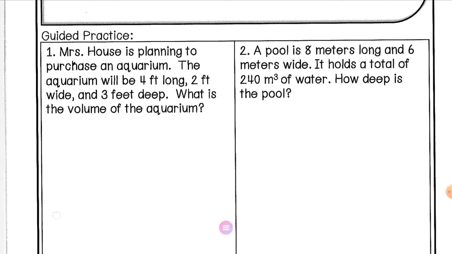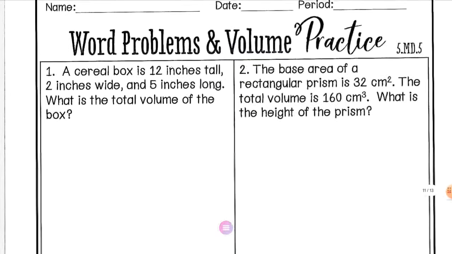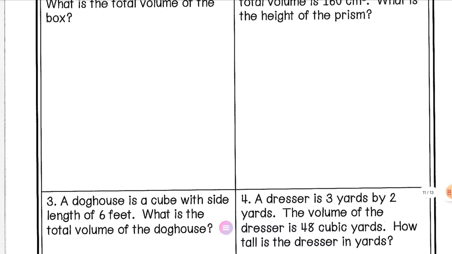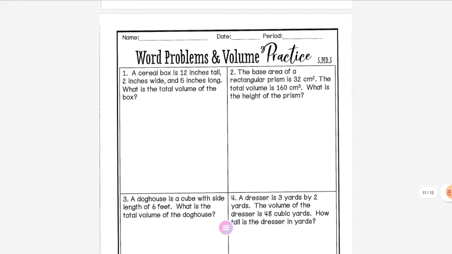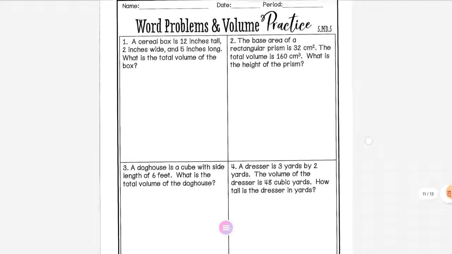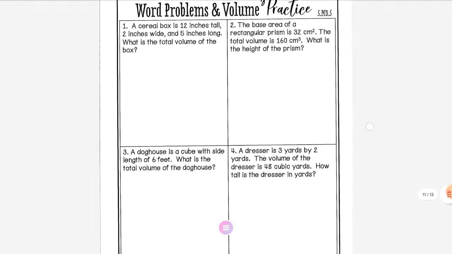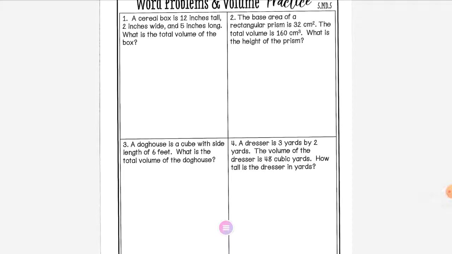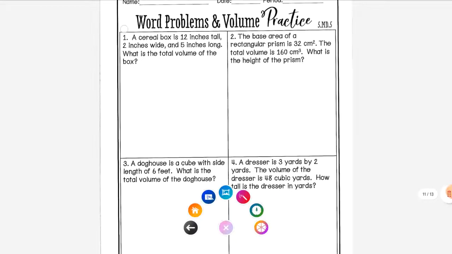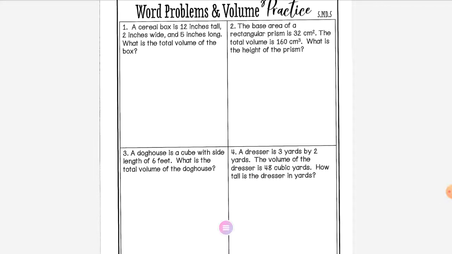Look at the next page. I want you to do 1, 2, and 3. Just circle 1, 2, and 3. That's our homework. Plus the 2 on the other page. So you have 5 problems altogether.